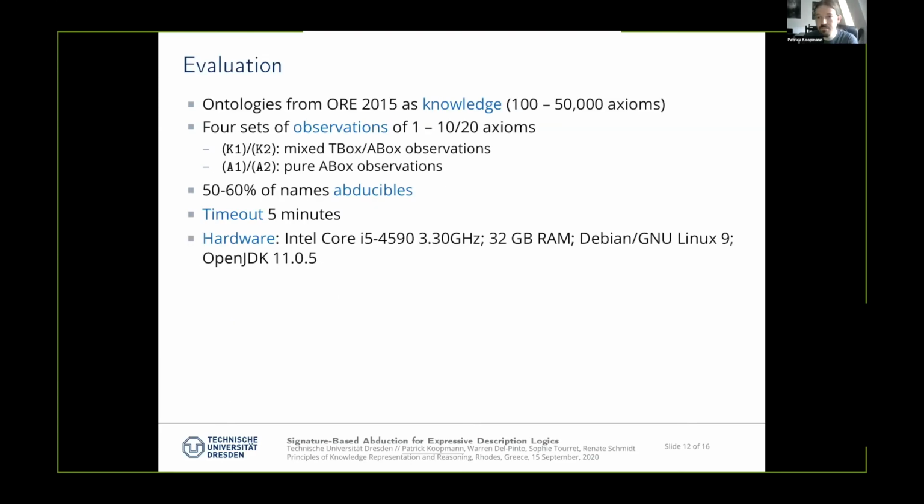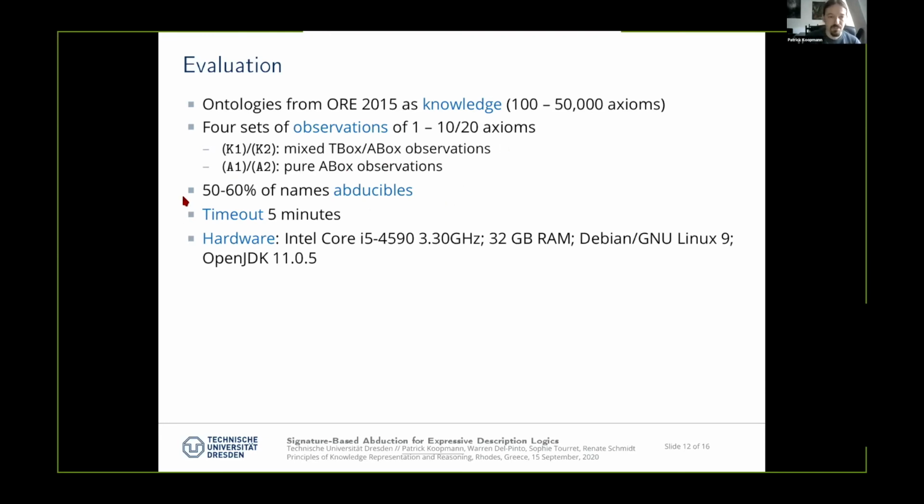And yeah, we implemented this system in Java using standard libraries out there and evaluated it on a set of realistic ontologies. So here we use the ontologies from the OWL reasoner competition from 2015 because it's a well-balanced set of ontologies. We randomly generated small observations in 4 different sets. I'm not going too much into detail here.